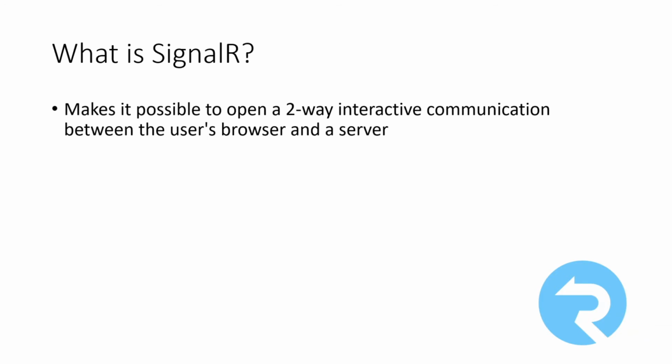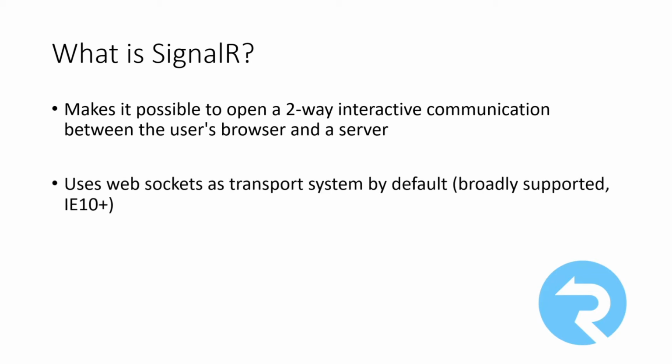But probably you know what SharePoint Framework and Application Customizer are, etc. But what is SignalR exactly? SignalR is a technology which makes it possible to create a two-way interactive communication channel between the user's browser and the server. Under the hood, by default, SignalR uses a technology called WebSockets as the transport layer between a server and the client. And WebSockets today are broadly supported. You see that it is Internet Explorer 10 plus.